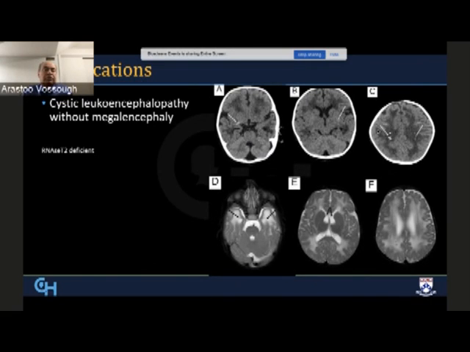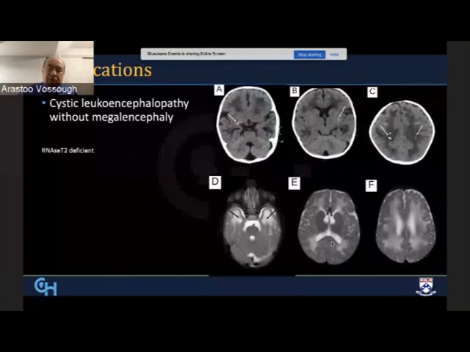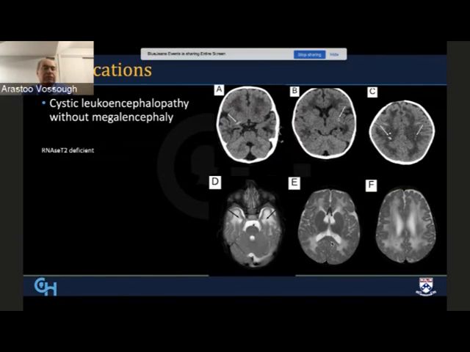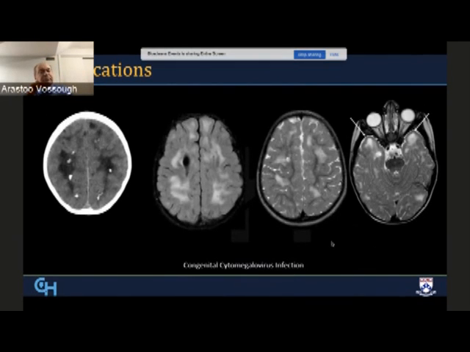This is a patient with RNase T2 deficiency. We see the scattered punctate calcifications in the white matter. We see the cysts in the temporal lobe, although FLAIR might make it easier to see those abnormalities. So calcifications can be a clue not only in hypomyelinating disorders, but in the demyelinating as well.